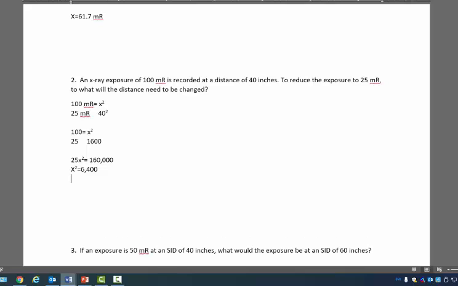But we can't leave that X squared. So we square root both sides. Square root X squared, you just get X. And if you square root 6,400, you get 80, and our distance, as the problem states, is in inches, so our answer is going to be 80 inches.